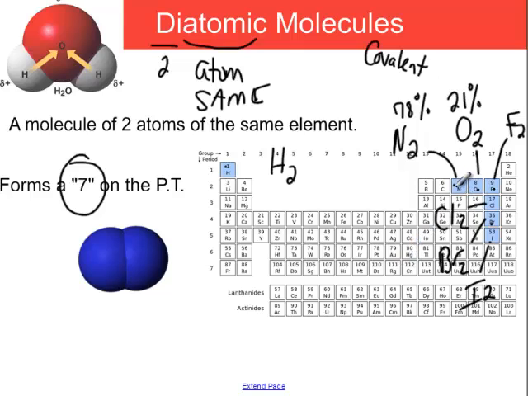Now, there are 7 elements that do this. And it kind of makes a 7 on the periodic table. These 6 elements plus this guy over here. So it looks like a 7. What I would do if I were you, and I had a periodic table that I used all the time, I might lightly shade in or lightly highlight these elements. So I remember that they always hook up in pairs. So diatomic molecules, again, it's going to become really important later on that you remember this. But right now we're going to learn how these molecules are formed.